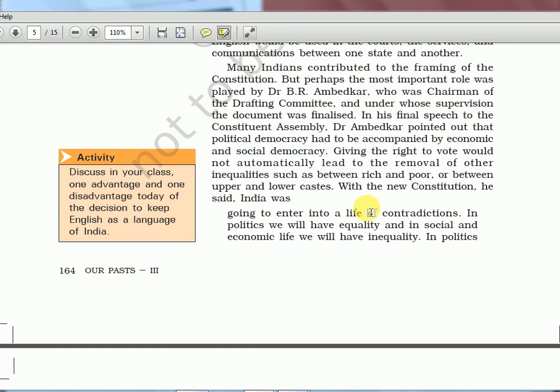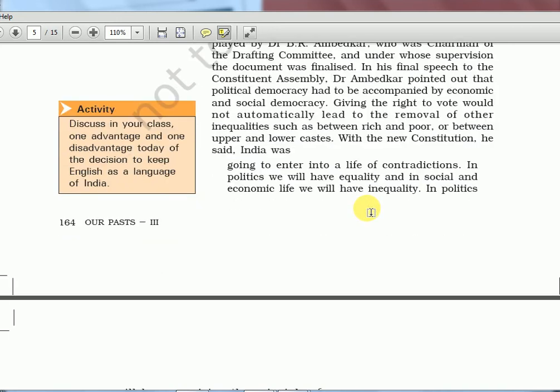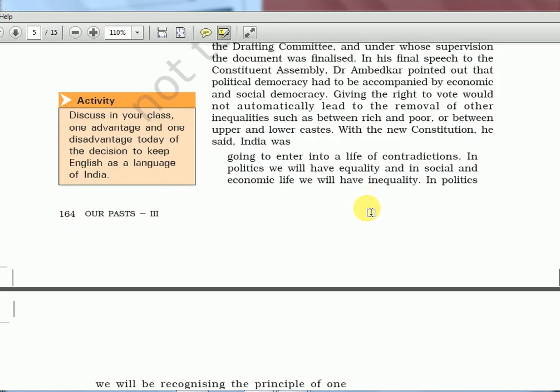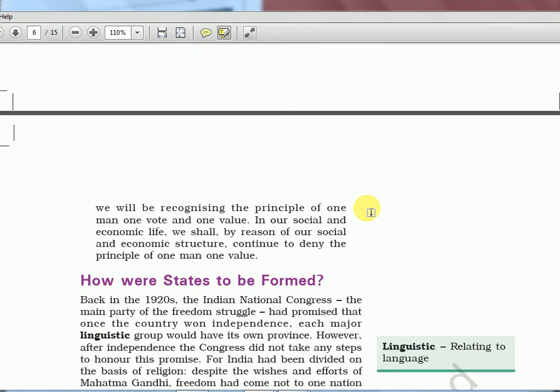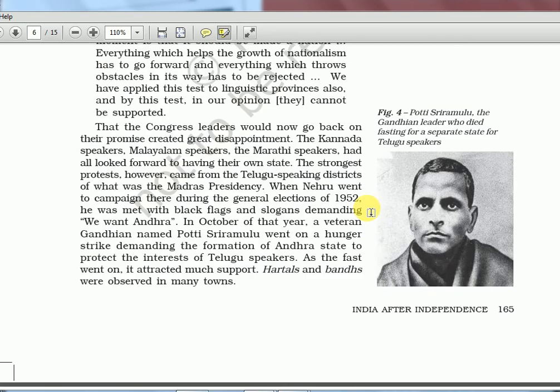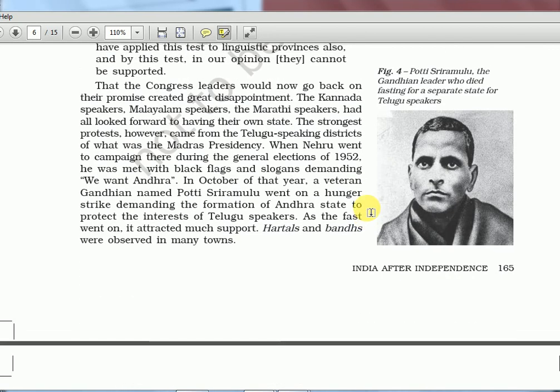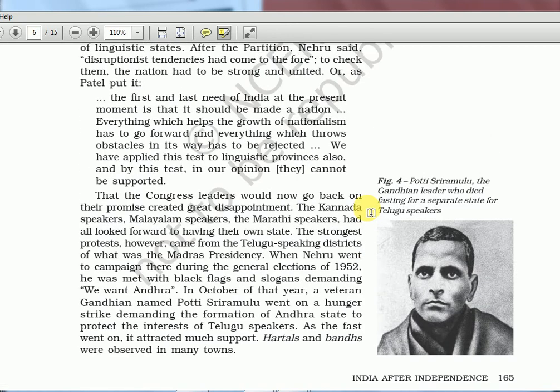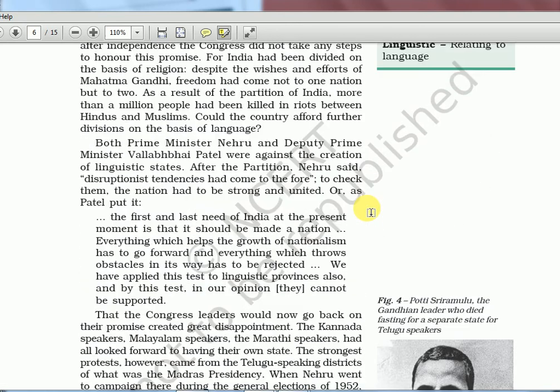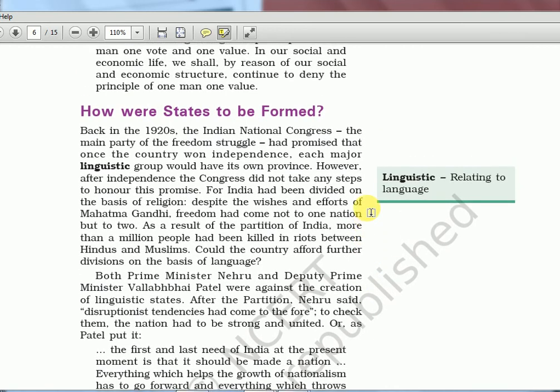So again, there one person is important. I will show the picture. One second. This guy, Potti Sriramulu. He was actually a Gandhian, you can say, and he was representing the Telugu speakers. So at that time the Madras Presidency combined Andhra Pradesh and Tamil Nadu. These people wanted a separate land for Telugu-speaking people, and that is how Andhra Pradesh was formed.